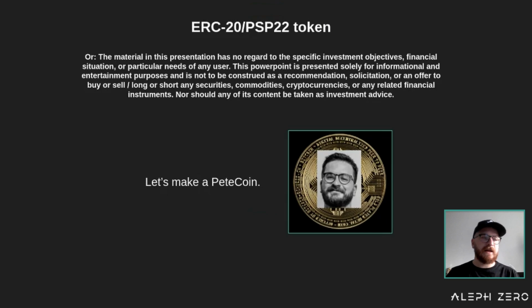Right. So I thought that a good example for developing a smart contract would be probably the most ubiquitous smart contract that we all interact with on a daily basis, and that's going to be the PSP22 token, or ERC20. ERC20 is the Ethereum version. PSP22 is the Polkadot/Substrate/Aleph0 version. So the differences are minimal. The PSP22 has a bit better error handling. But for the sake of this presentation, I decided to call it a Pete coin.